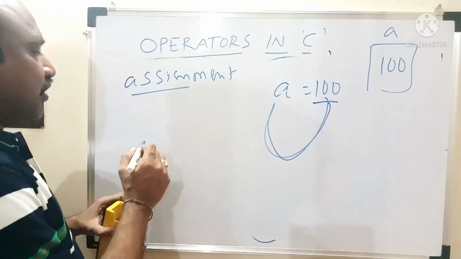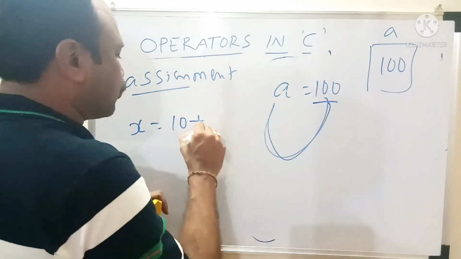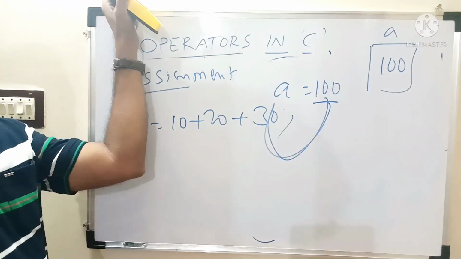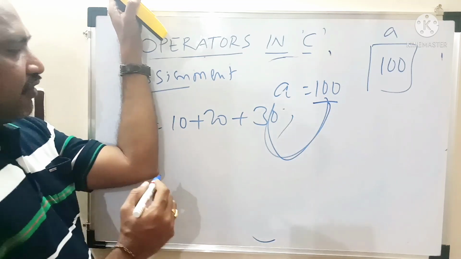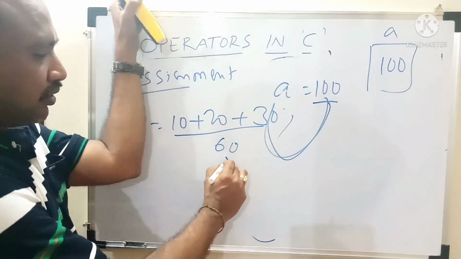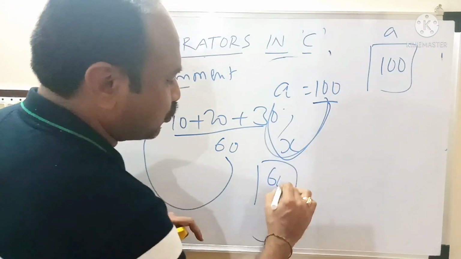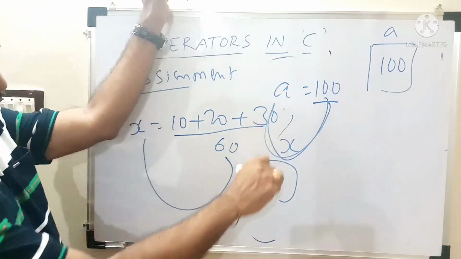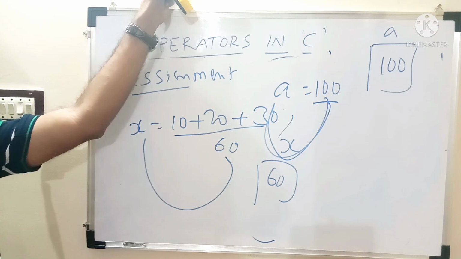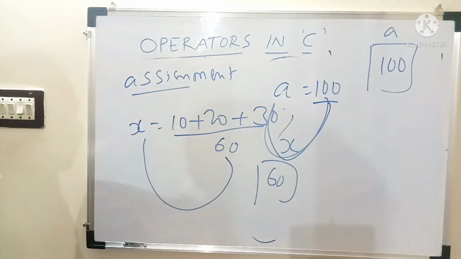In the same way, for example, if I write x equal to 10 plus 20 plus 30, first forget about the left side variable. 10 plus 20 plus 30 is 60. Where is it stored? Now it is stored under the name x. Now the x value becomes 60. To store a value under a variable name, we are going to use single equal to. Hence single equal to is referred to as assignment operator.